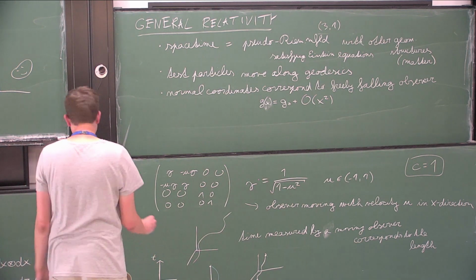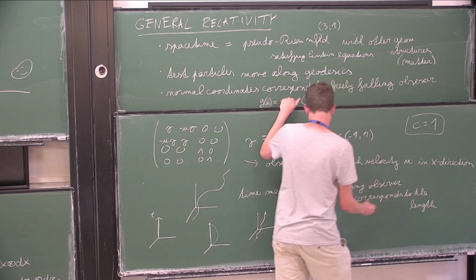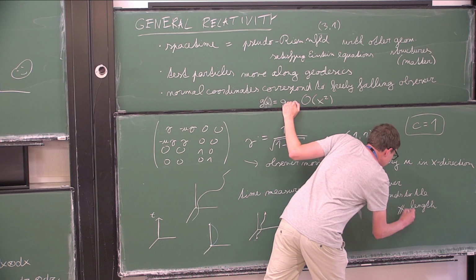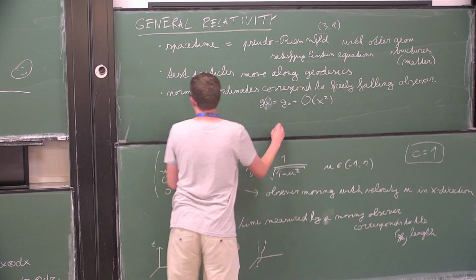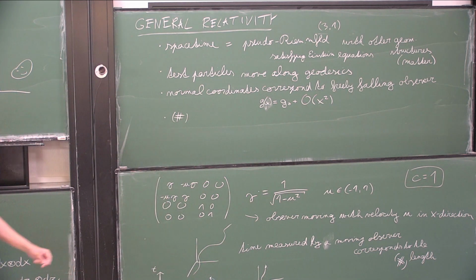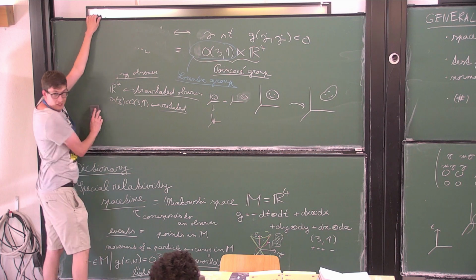Okay, and the last thing is, now, there's this point. Time measured by a moving observer corresponds to length, let's call it sharp. So this thing survives in GR. Okay, so that's the dictionary, the basic one. Any questions for that? Yes?